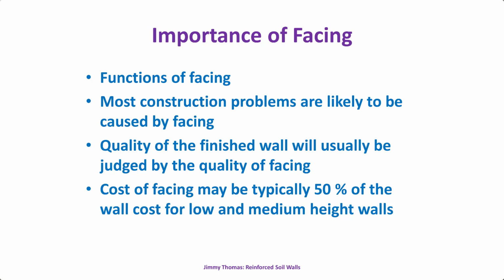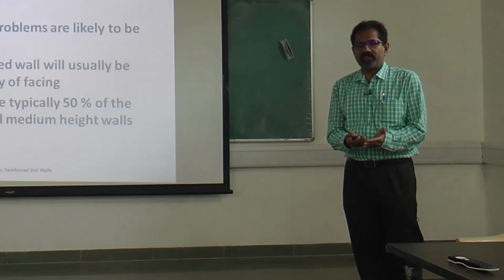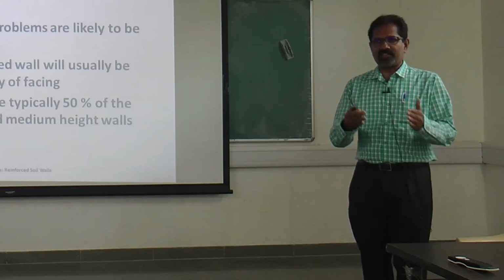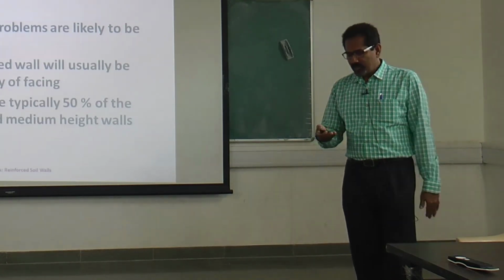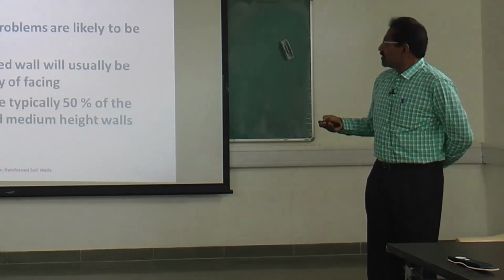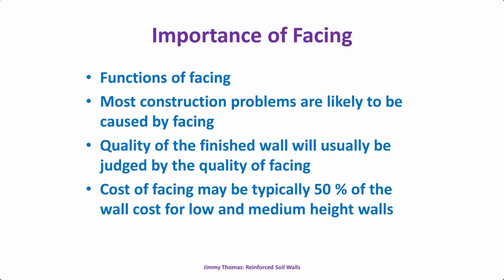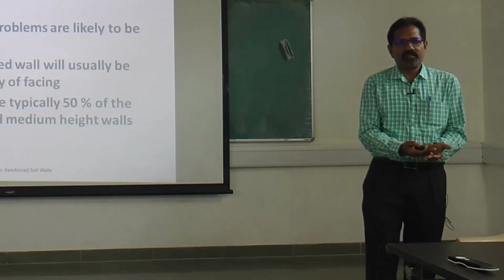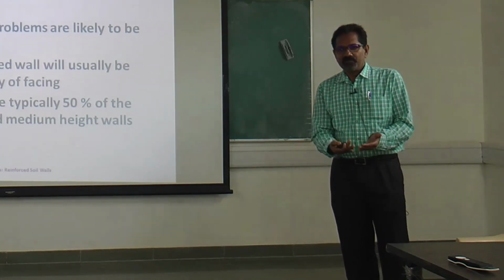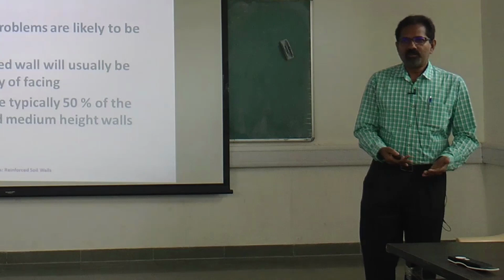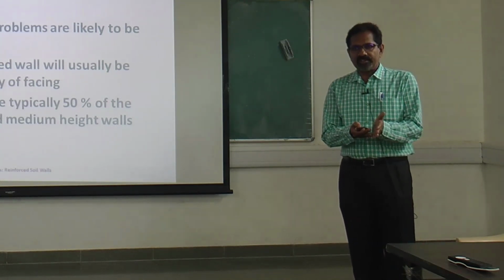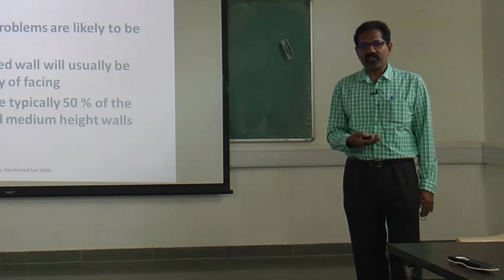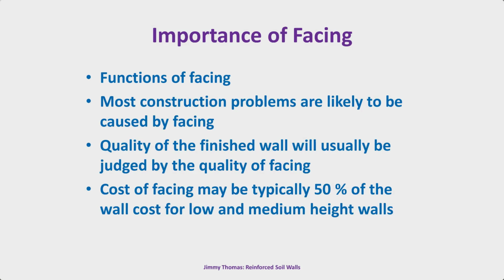That is another. Sometimes we say facing is not a structural element. Actually the reinforcement plus soil is the structure. The facing is just like a skin, but still it is very important. It performs several important functions. Most of the construction problems are due to the facing, because placing geogrids is very easy, placing fill is very easy, mechanized compaction, but placing the facing to the correct line and level is a tricky part. So most of the construction problems will have to do with the facing.